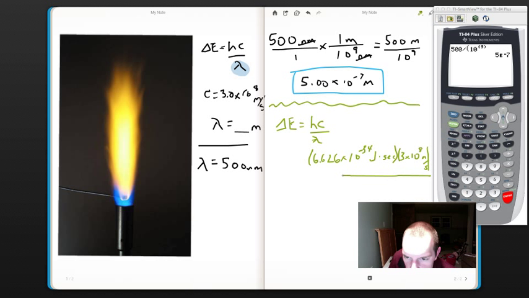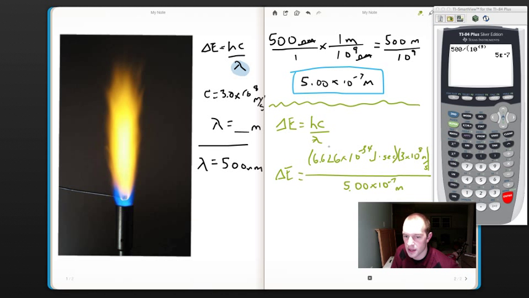And that whole thing is going to be divided by the wavelength that we got in meters, which is 5 times 10 to the negative 7th. So 5.00 times 10 to the negative 7th meters. And so now we can understand that that's going to be equal to that delta E that we just figured out. All we've done is substitute in.